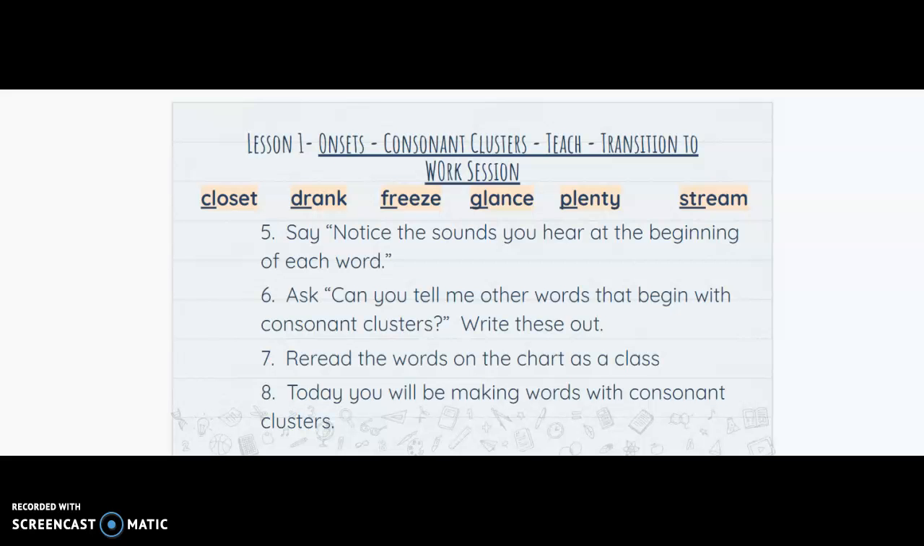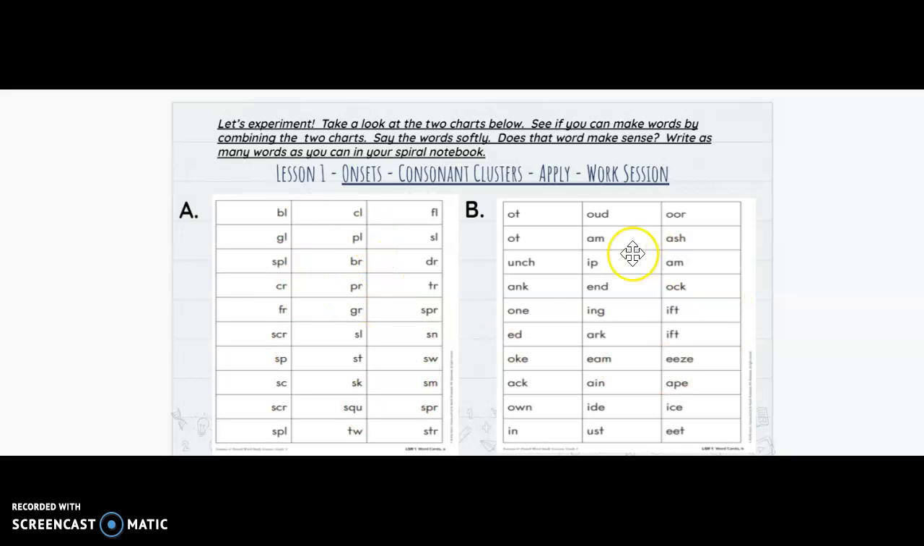Today, you are going to make words using these 2 lists. These are your consonant clusters. You're going to put them together with the word parts that go at the end. For example, maybe some of you thought about BR and UNCH going together because you're probably a little hungry right now. BR and UNCH would be brunch. You're absolutely right. I saw TR right here and IP. You can put those 2 parts together and you have trip.